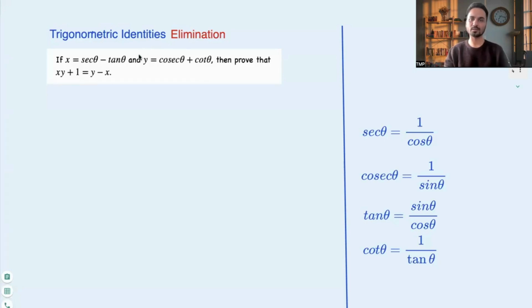In this video, we are discussing a trigonometric identities question, and the question is, if x equals sec theta minus tan theta and y equals cosec theta plus cot theta, then prove that xy plus 1 equals y minus x. So it's basically a question of elimination of theta. So let's get started without wasting much time.